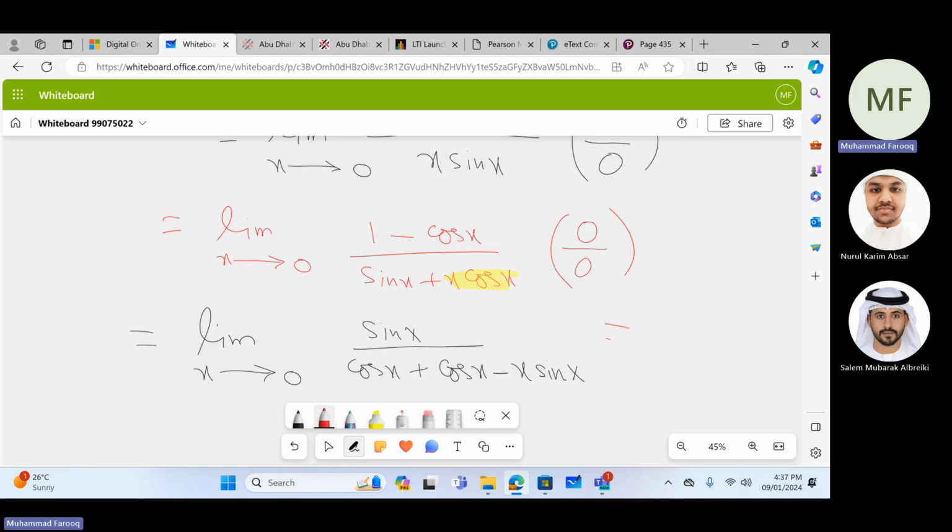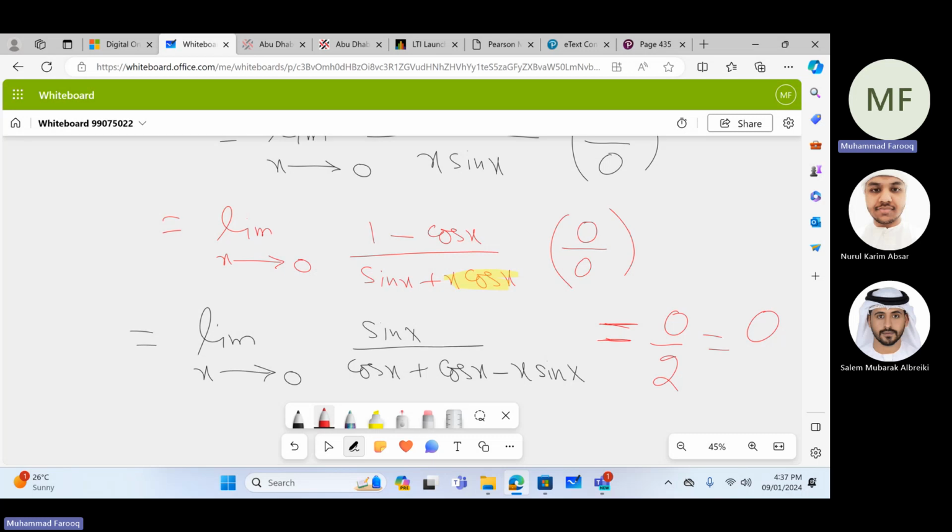Are you getting an undetermined form, or a proper answer? 0 over 2. It means the answer is 0. The limiting value of this function is 0. You understand? Okay. So basically, I just tried to cover the 4 forms without power.